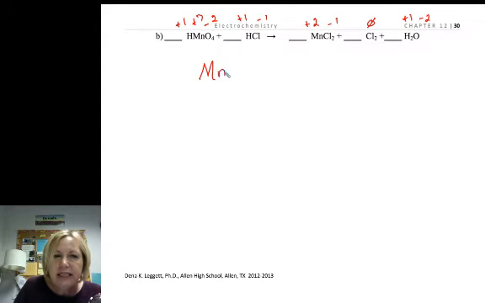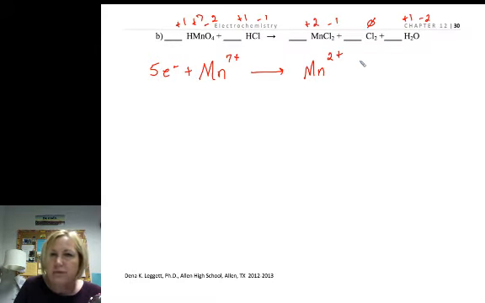So manganese went from an oxidation number of +7 to an oxidation number of +2. That is more negative, so I have to give it the negative. 5 negatives plus 7 is +2. So my charge is balanced, as well as we're going to work on our electrons here.